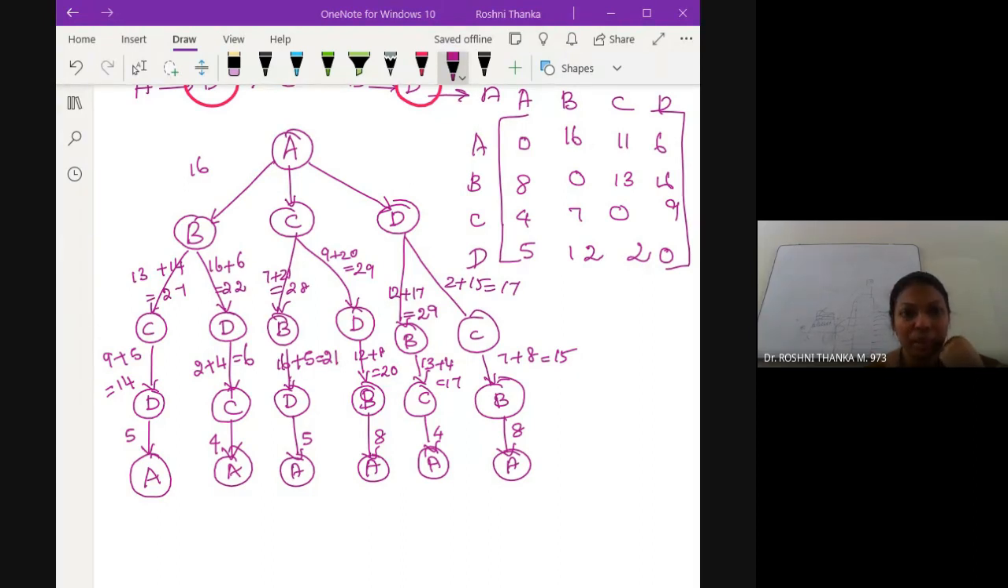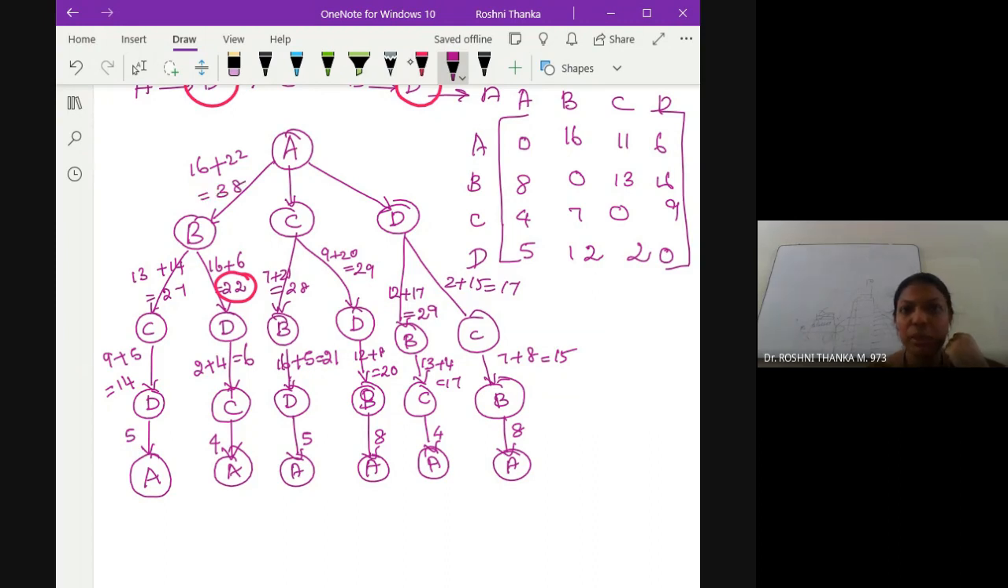Along with 16, now we have two ways to go, right? Either you can choose this way, or you can choose this way. So which one will you choose? We have to choose the minimum one. So here you can say 22, I can choose. So I will say 16 plus 22 is equal to 38.